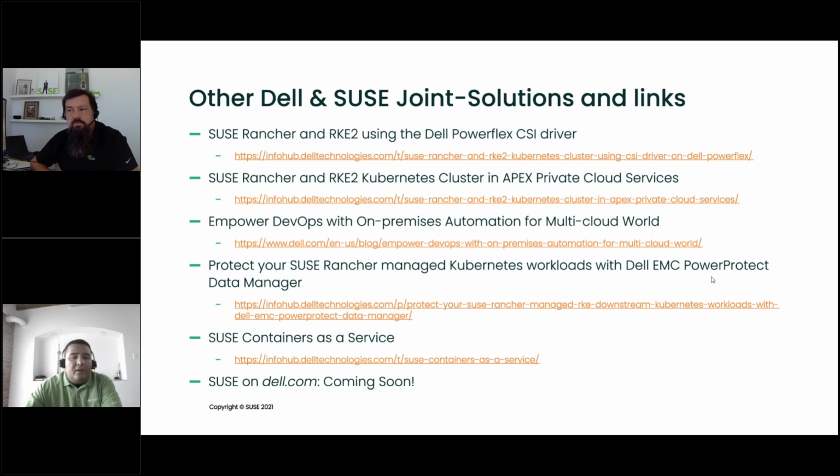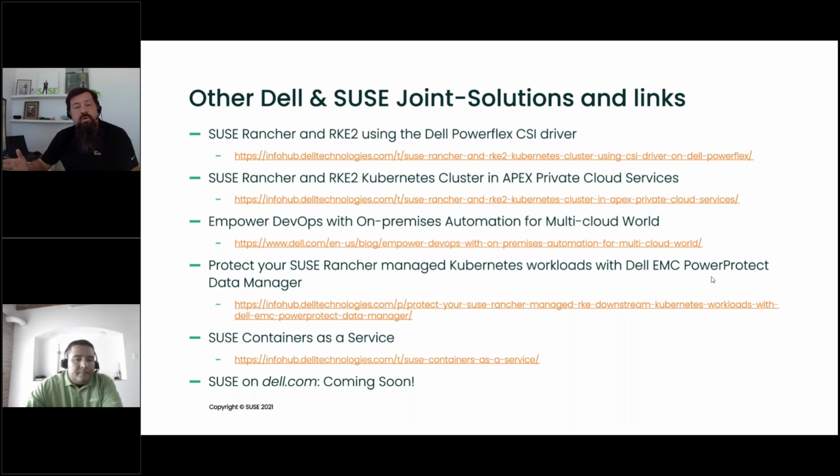We are working with multiple teams to show that DevOps enables automation on premise, and all that automation can be used on RKE2, can be used on K3S, and joint end customers can take advantage of all these joint solutions for the benefit.